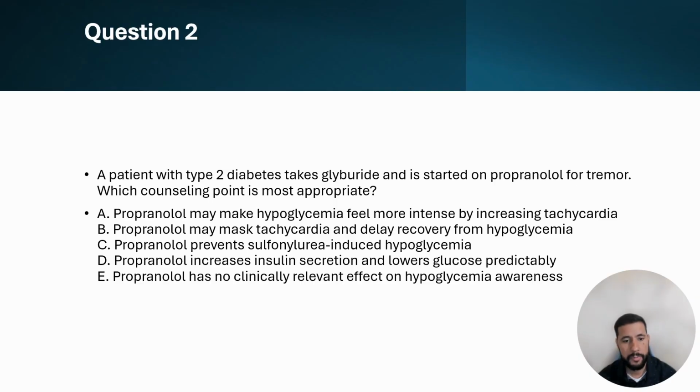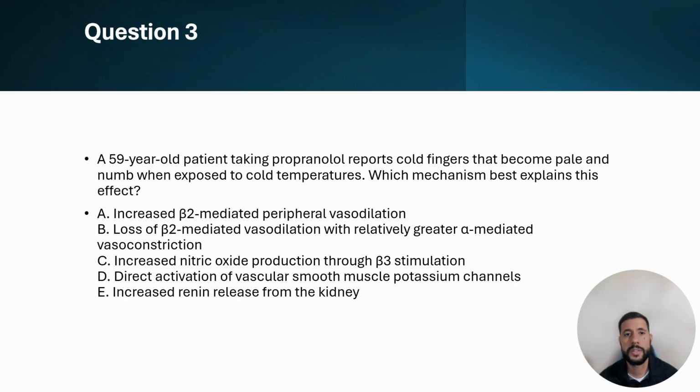C. Propranolol prevents sulfonylurea-induced hypoglycemia. D. Propranolol increases insulin secretion and lowers glucose predictability. Or E. Propranolol has no clinically relevant effect on hypoglycemia awareness. And the last question, question number three.